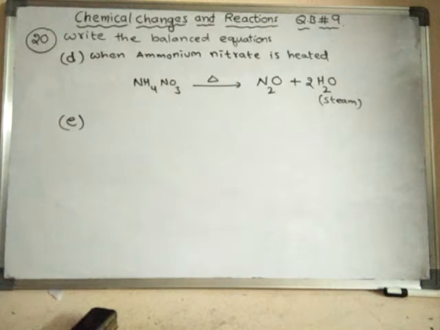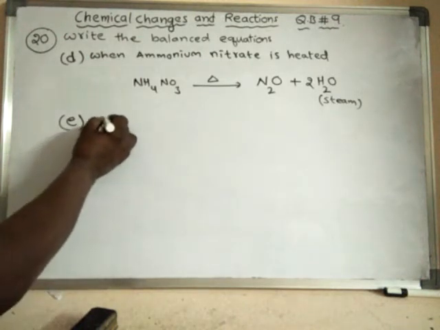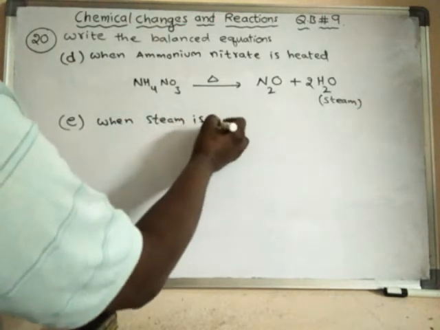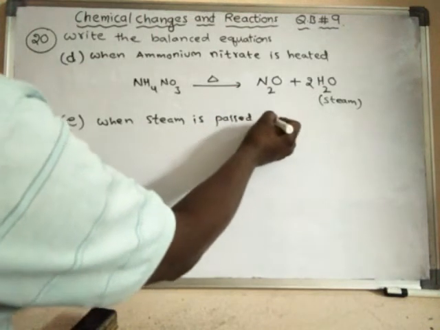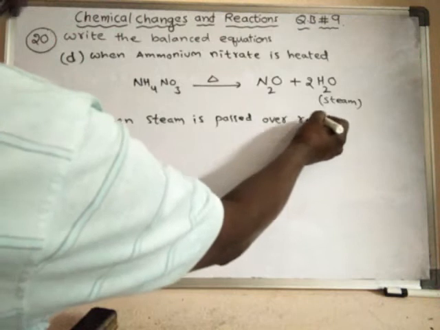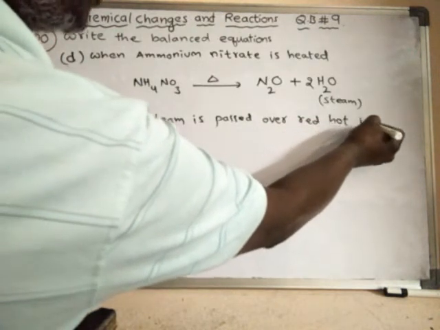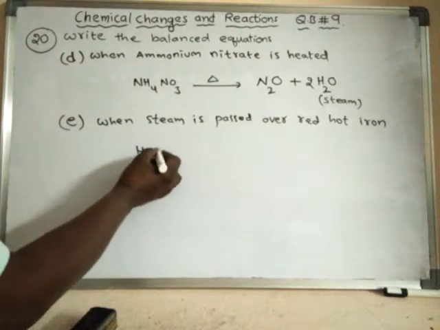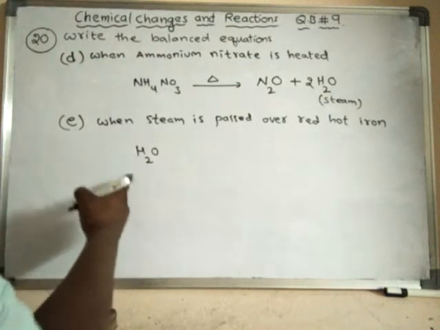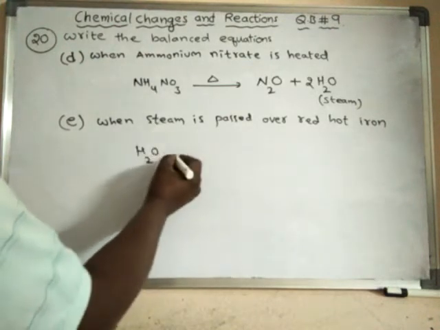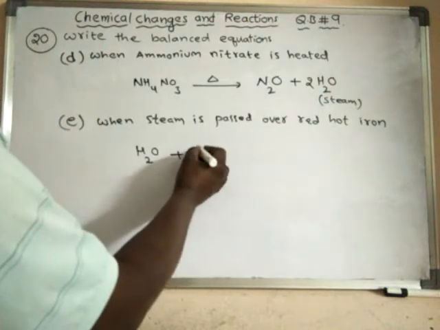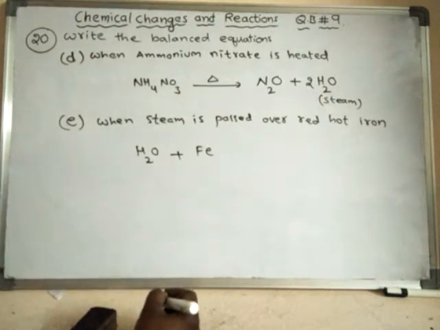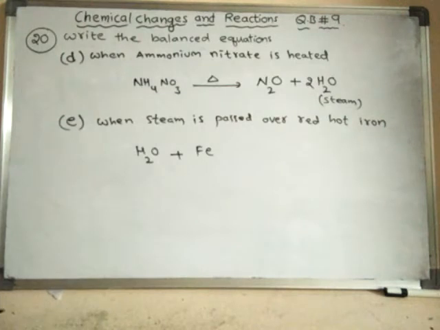When steam is passed over red hot iron, this is most important. Steam means water in the form of vapor. When steam is passed over hot iron, we have already learned about this reaction several times. Once again we are looking into this one.